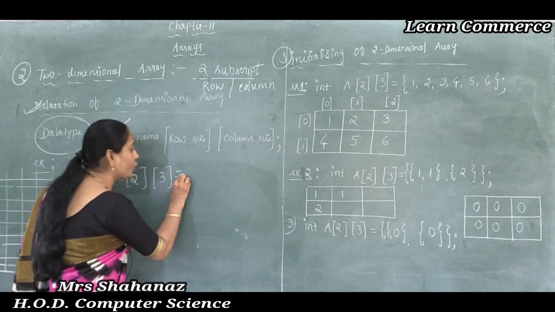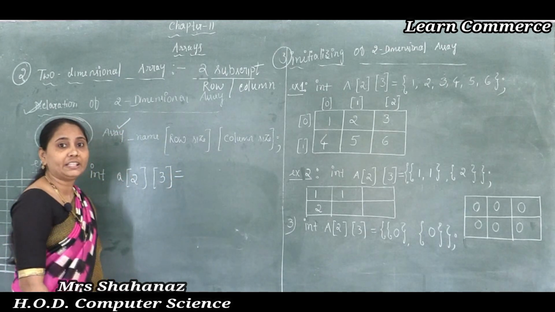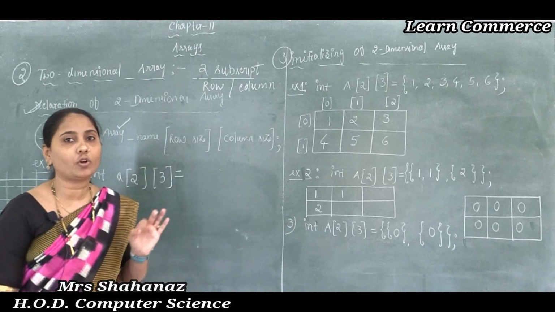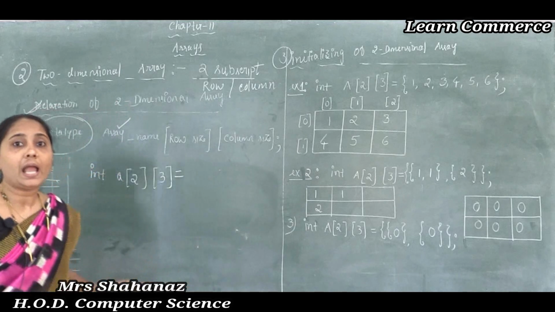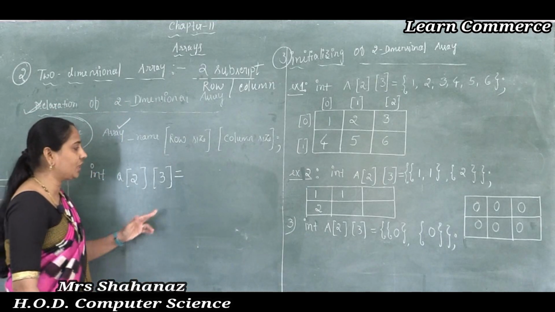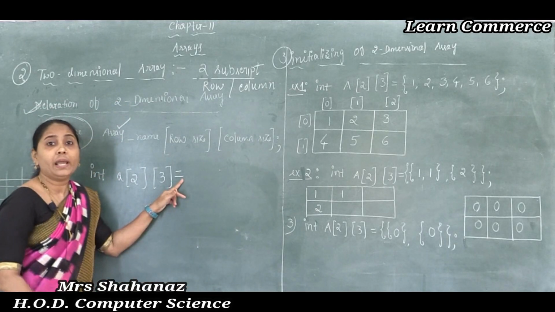When you are going to use the equal sign, when you are initializing some value to the rows and columns, it is called the initialization of a two-dimensional array. And how is it possible to do the initialization? Just by using the equal sign.